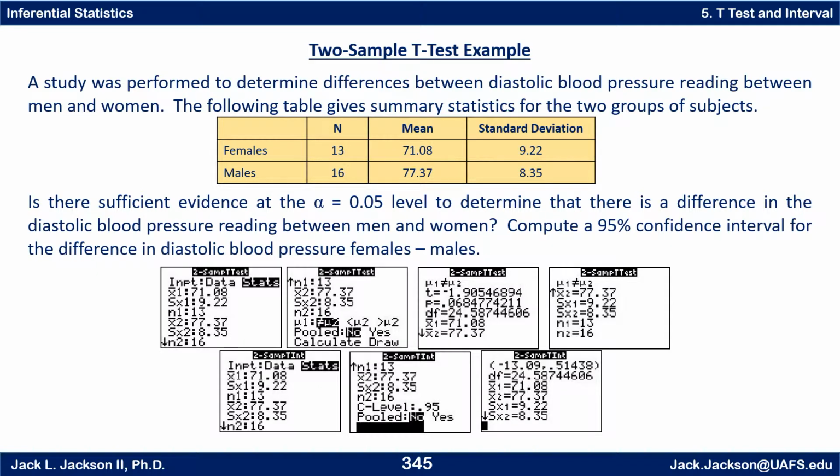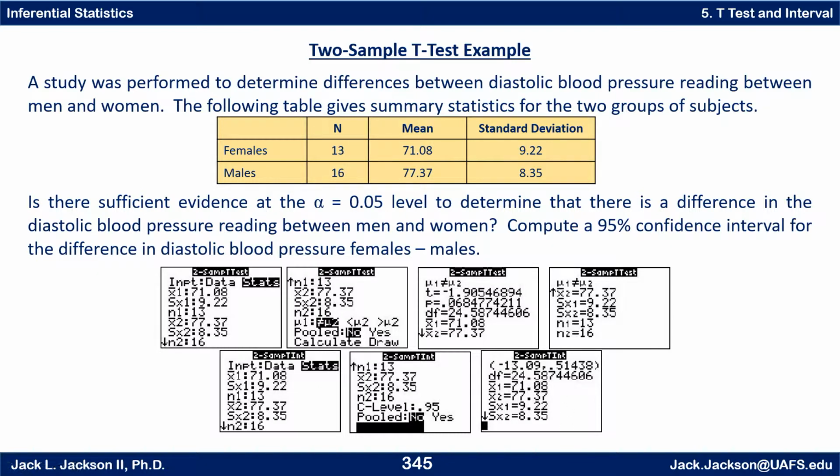If we do a two-sample t-interval, we do statistics, and all that's probably going to be already typed in for you. Again, do a non-pooled interval at a confidence level of 0.95. Go down here and hit calculate. Among other things, it gives you some statistics, but it also gives you that confidence interval.